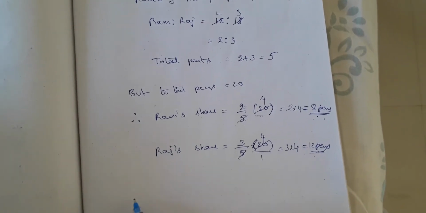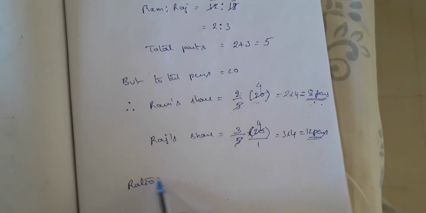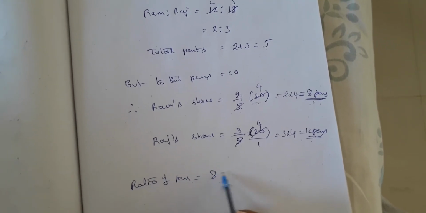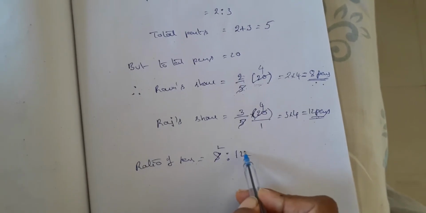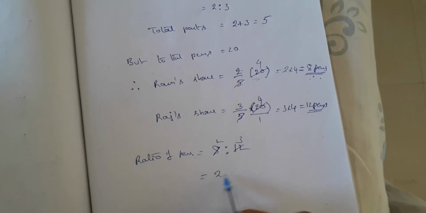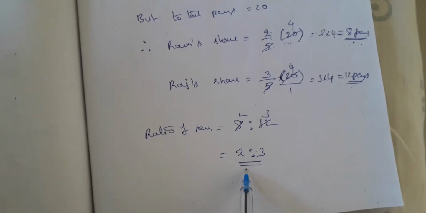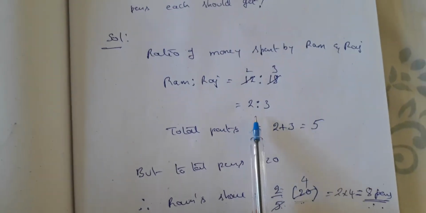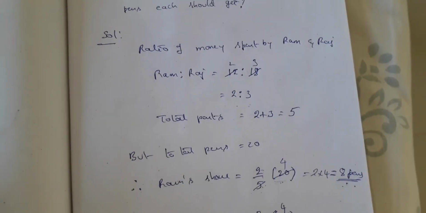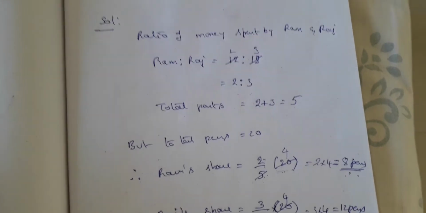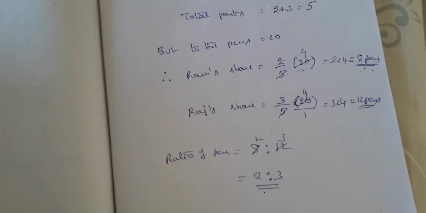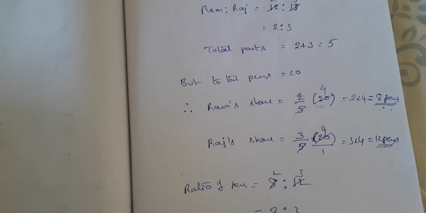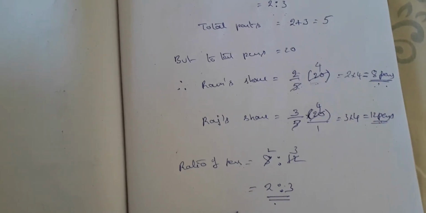So the ratio of pence is equal to 8 is to 12. 4 2s are 8, 4 3s are 12. See the magic here. 2 is to 3. The ratio of pens is 2 is to 3. The ratio of the amounts spent is also 2 is to 3. Now, is the distribution done genuinely? Yes, absolutely. The distribution is done very genuinely. This is only to make you realize how this is correct. I just checked it for your sake.